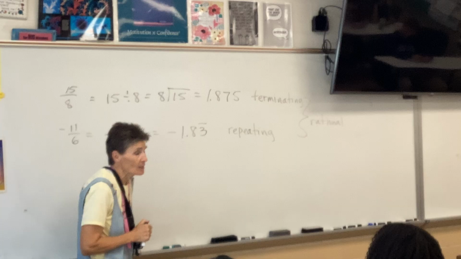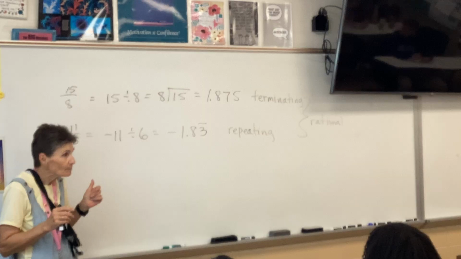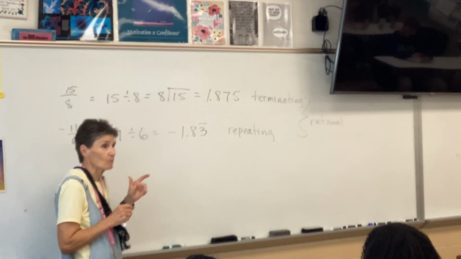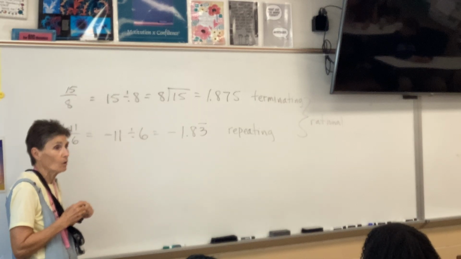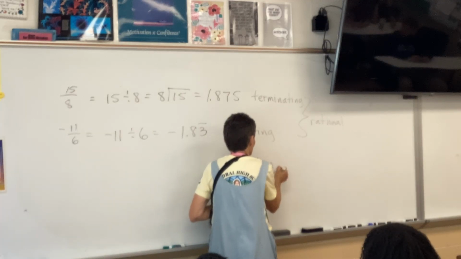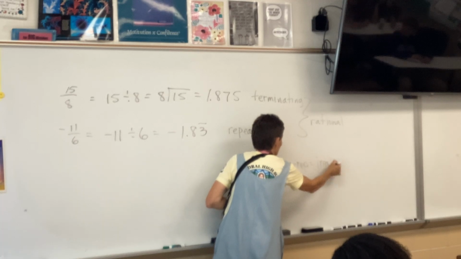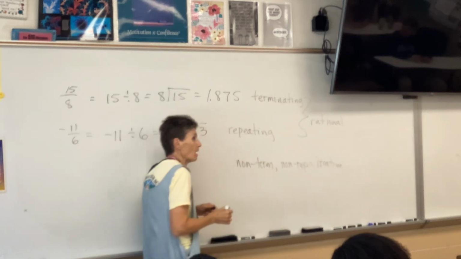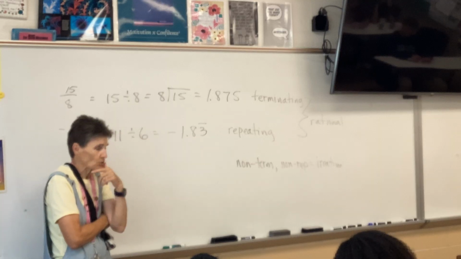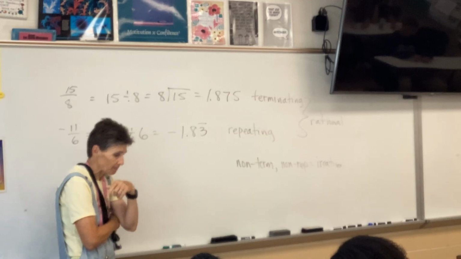Some decimals don't terminate or repeat. They're weird. Can you think of one? Pi, right on the board over there. Pi does not terminate, does not repeat. Those numbers are called irrational: non-terminating, non-repeating. But our focus right now is on rational numbers, fractions. If you're a fraction, you're rational. You're either going to terminate or you're going to repeat.